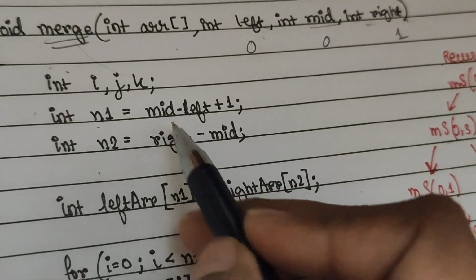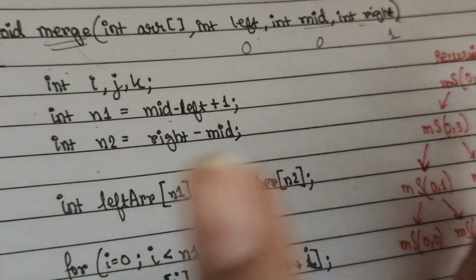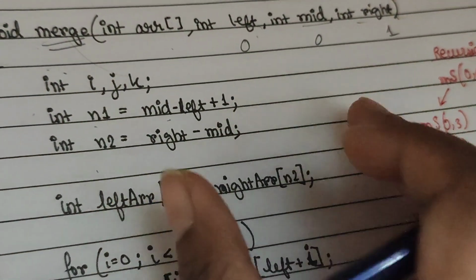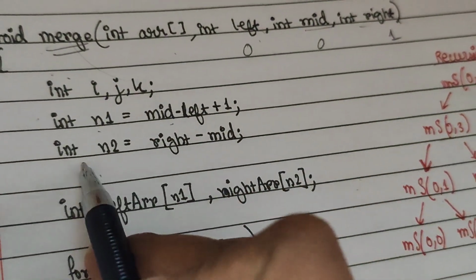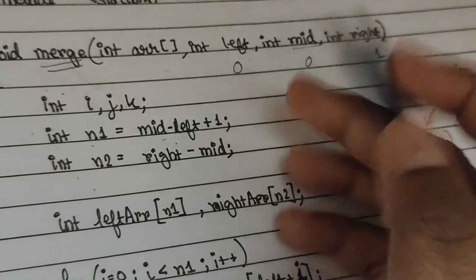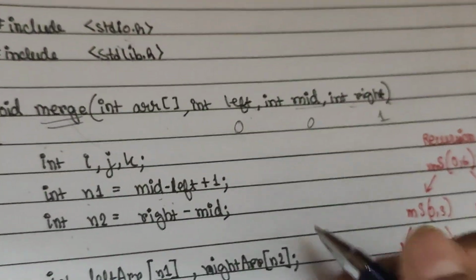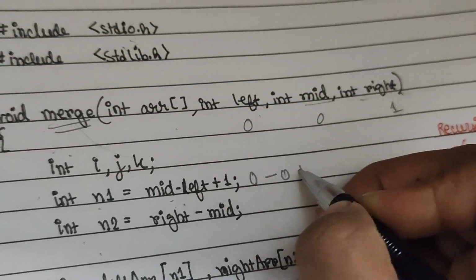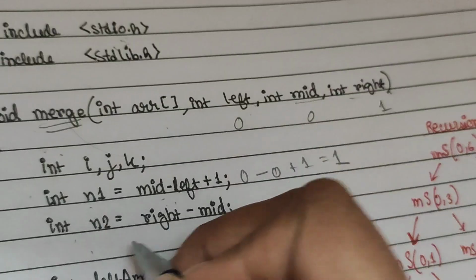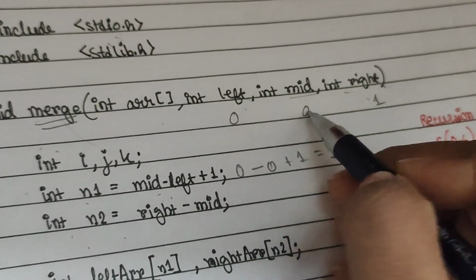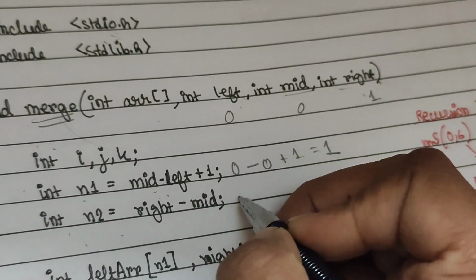Now n1 is the size of the left part of the temporary array, and the right part of the temporary array size will be stored in n2. How are we calculating it? We're calculating it using mid minus left plus 1. So let's calculate it. Mid is 0, minus left plus 1, so the size is 1. In this case also, the size is right minus mid. Right minus mid is once again 1.